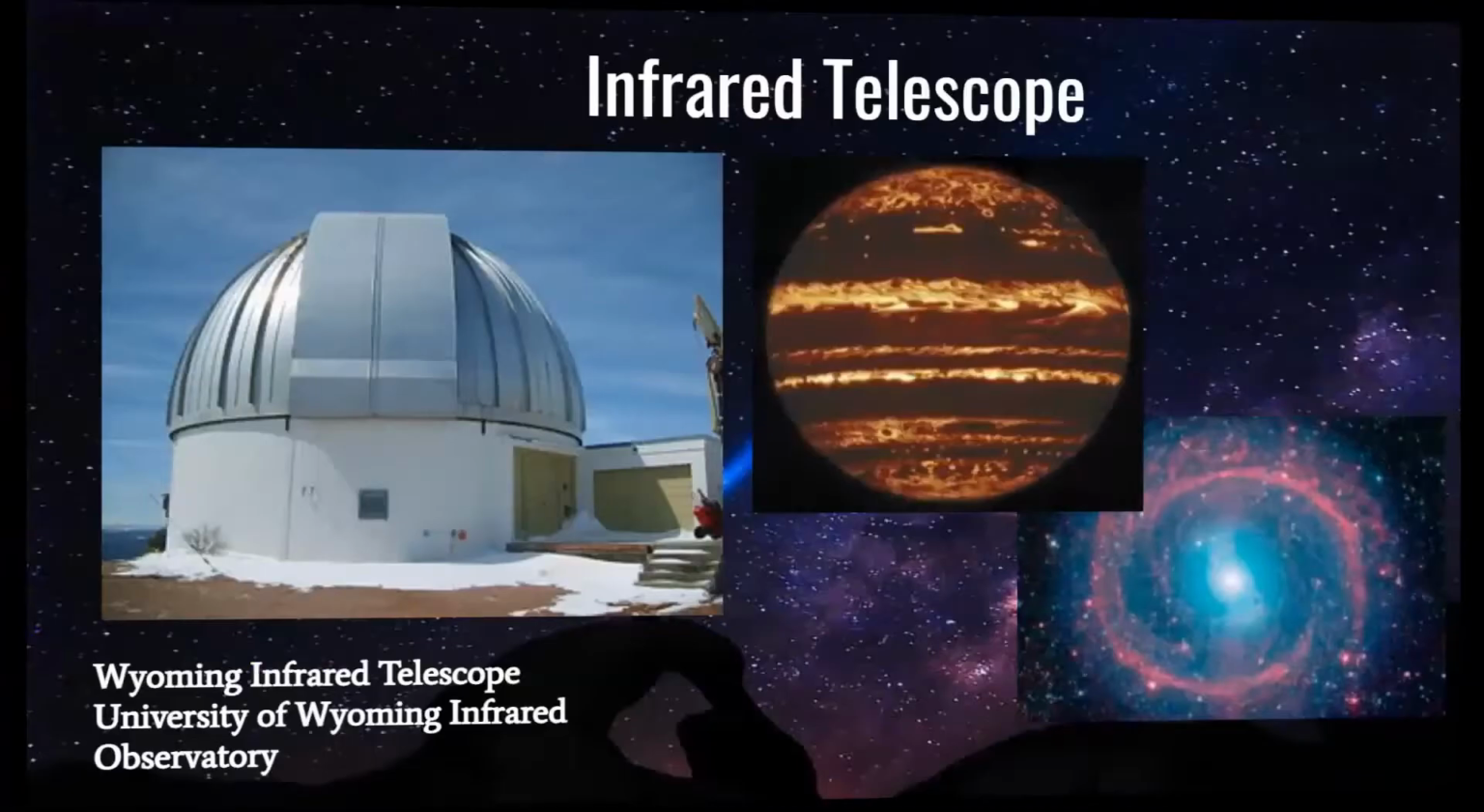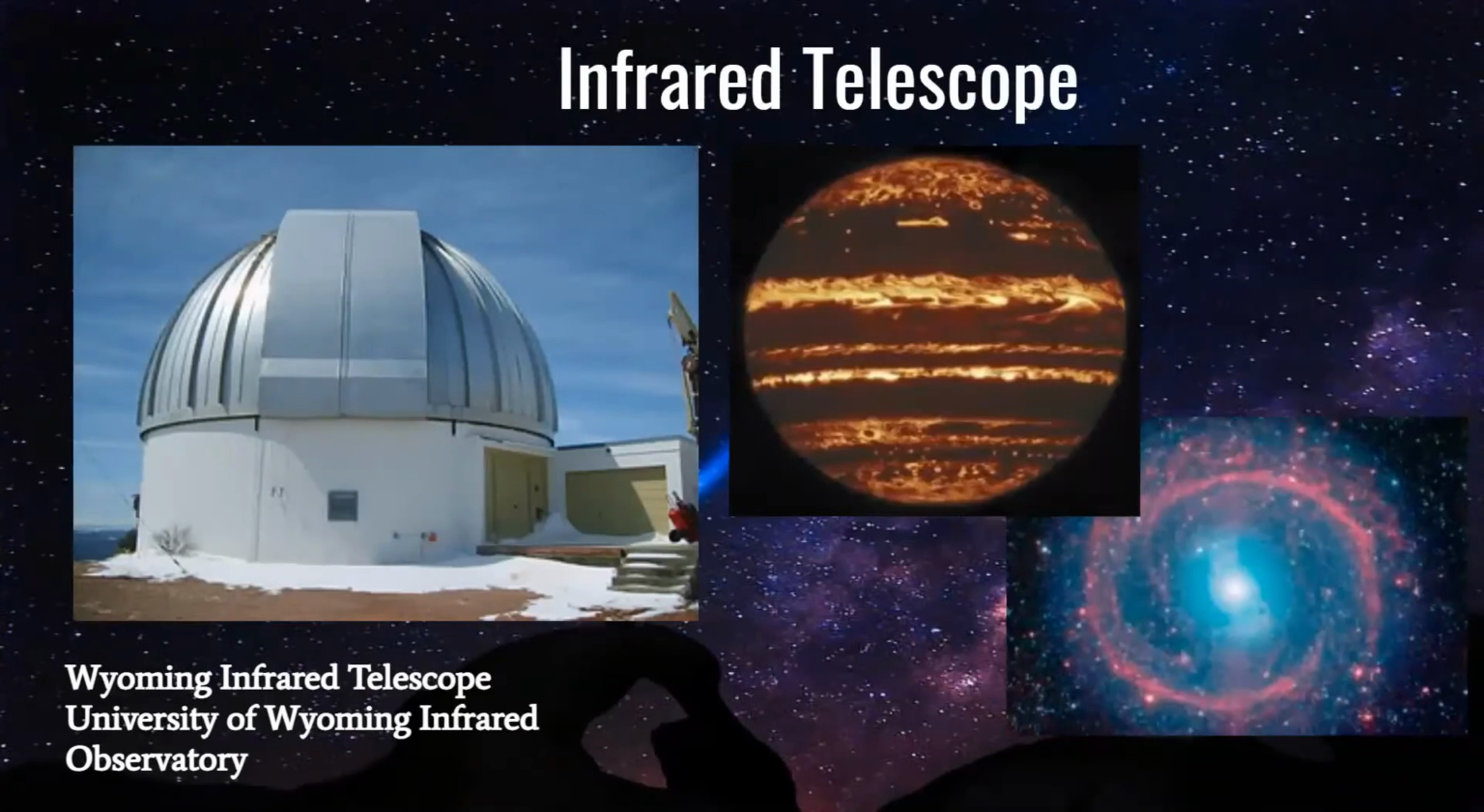The next one is the infrared telescope. These are telescopes that collect only infrared waves or infrared electromagnetic waves. A typical example of such a telescope is the Wyoming Infrared Telescope from the University of Wyoming Infrared Observatory. And a typical example of an image produced from such a telescope is the one we see beside.